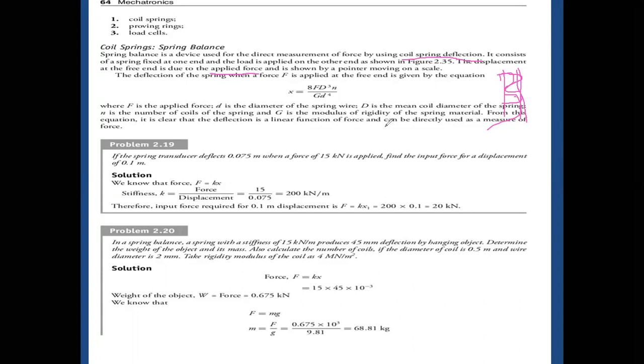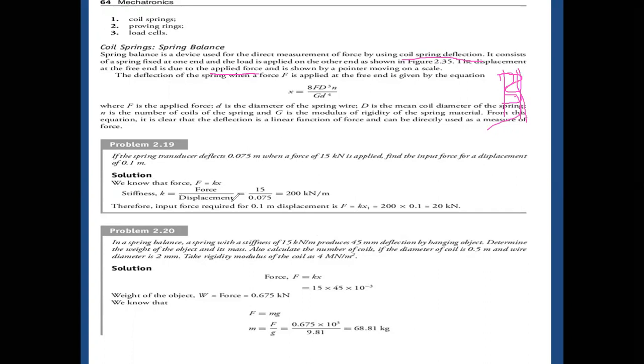From the equation, it is clear that deflection is a linear function of force and can be directly used as a measure of the force. The X will be found out. So here, if a spring transducer deflects 0.075 meters, then a force of 15 kilonewtons is applied. Find the input force for the displacement of 0.1 mm.